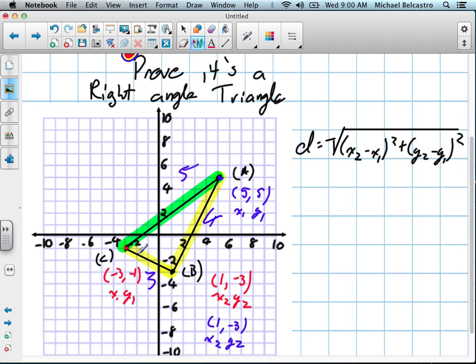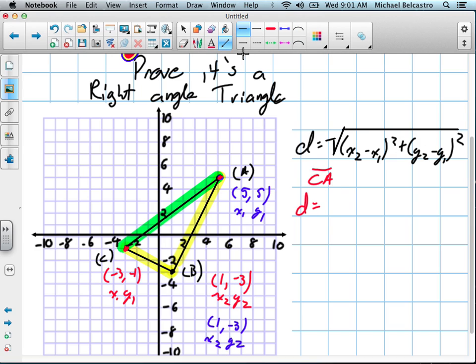If they work, that means this must be a right angle triangle, because the only way Pythagorean's theorem works is if we have a right angle triangle. If we plug them in and we find the left side doesn't equal the right side, then this cannot be a right angle triangle. So we've got to find the distance of every single line. The very first line I'm going to start with is CA. So line segment CA, the distance of it is equal to, and we'll do a different color for each of them.